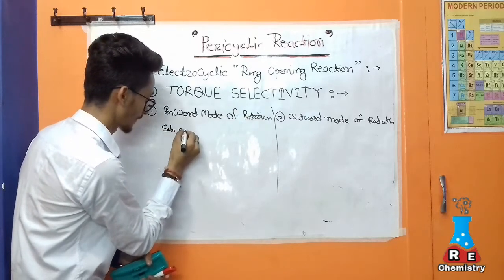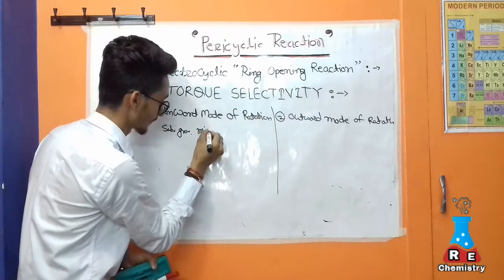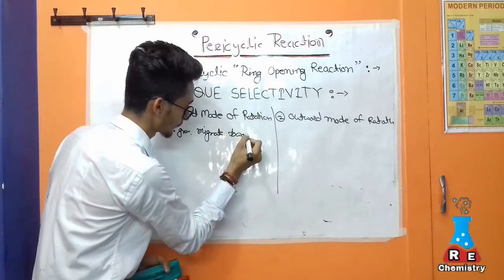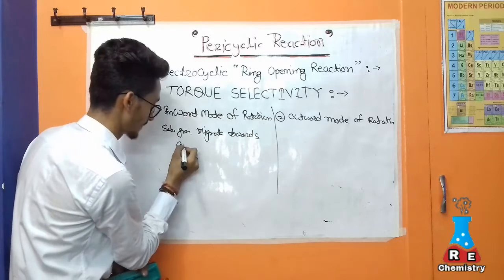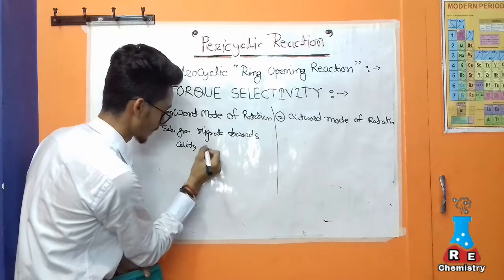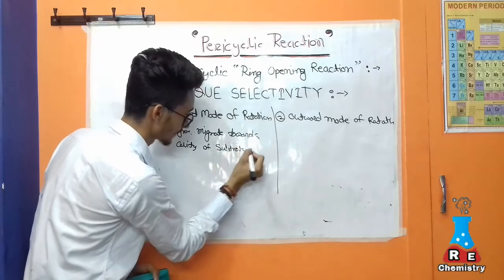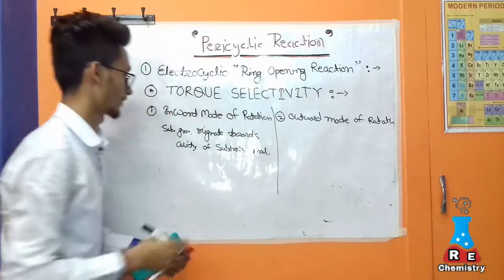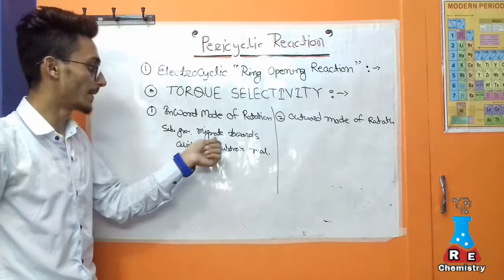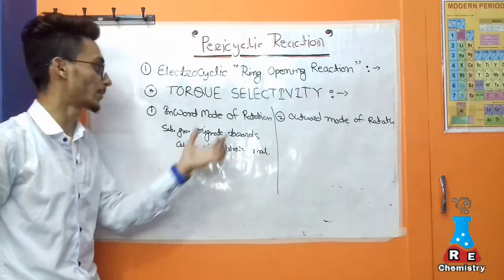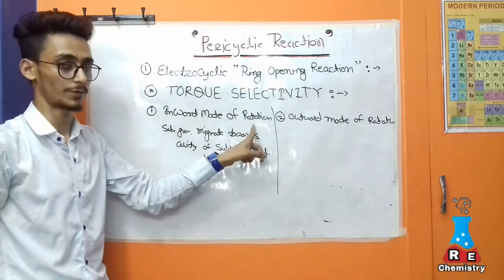Substituent groups migrate toward the cavity of the substrate molecule. This type of rotation is called the inward mode of rotation.